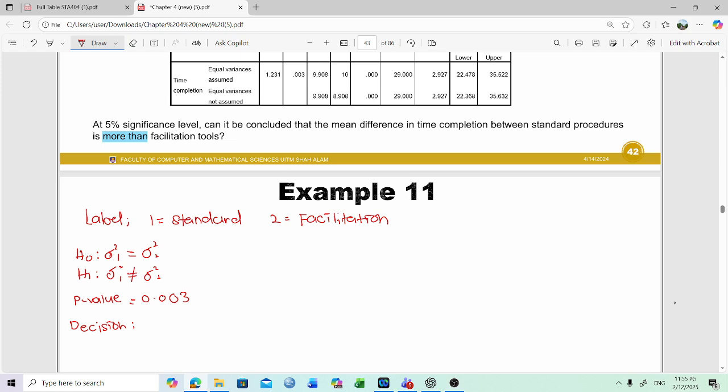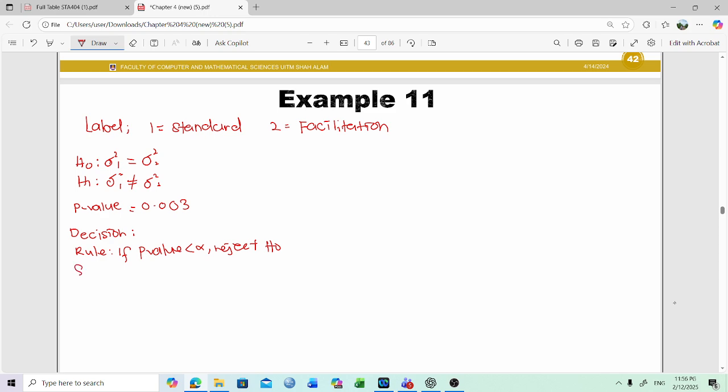Remember, you cannot skip the rule. When you write the decision, please write the rule first, followed by the decision. Okay. So when we use the p-value approach, the rule is if p-value less than alpha, then you will reject the null hypothesis. So the decision here is since p-value is 0.003, your alpha is 0.05, less than the alpha, then you may reject the null hypothesis.